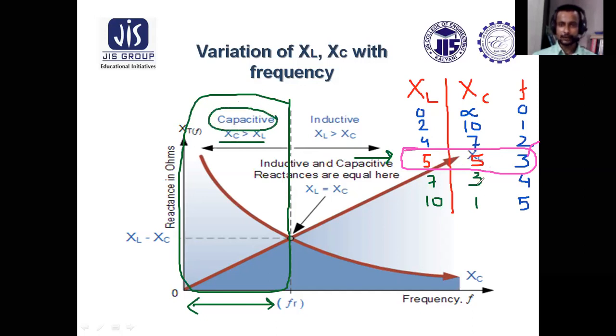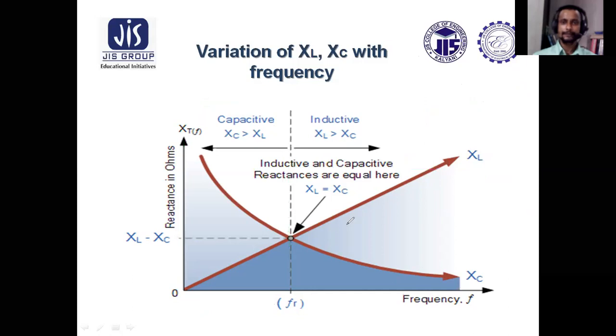So the net reactance will be capacitive type, and the circuit will behave as a capacitive circuit. But after resonance, which one is greater? XL is greater than XC. See, this green part of the table shows after resonance, the XL is greater than XC. So this implies the circuit behaves as an inductive circuit.